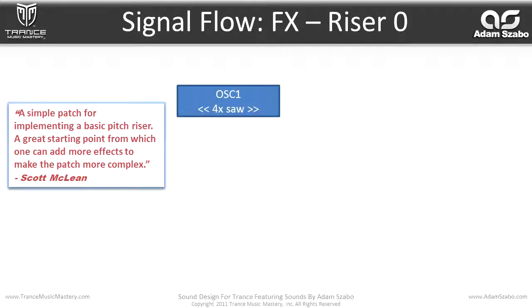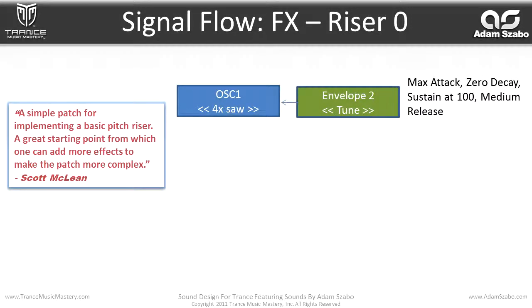So basically it's a single oscillator with a quad saw wave, and what makes the pitch riser effect is an envelope modulating the oscillator pitch, or in the case of Zebra 2, it's the tune parameter. And the settings for that envelope are maximum attack, so that the pitch rises over the duration of the envelope, and zero decay, sustain at 100.